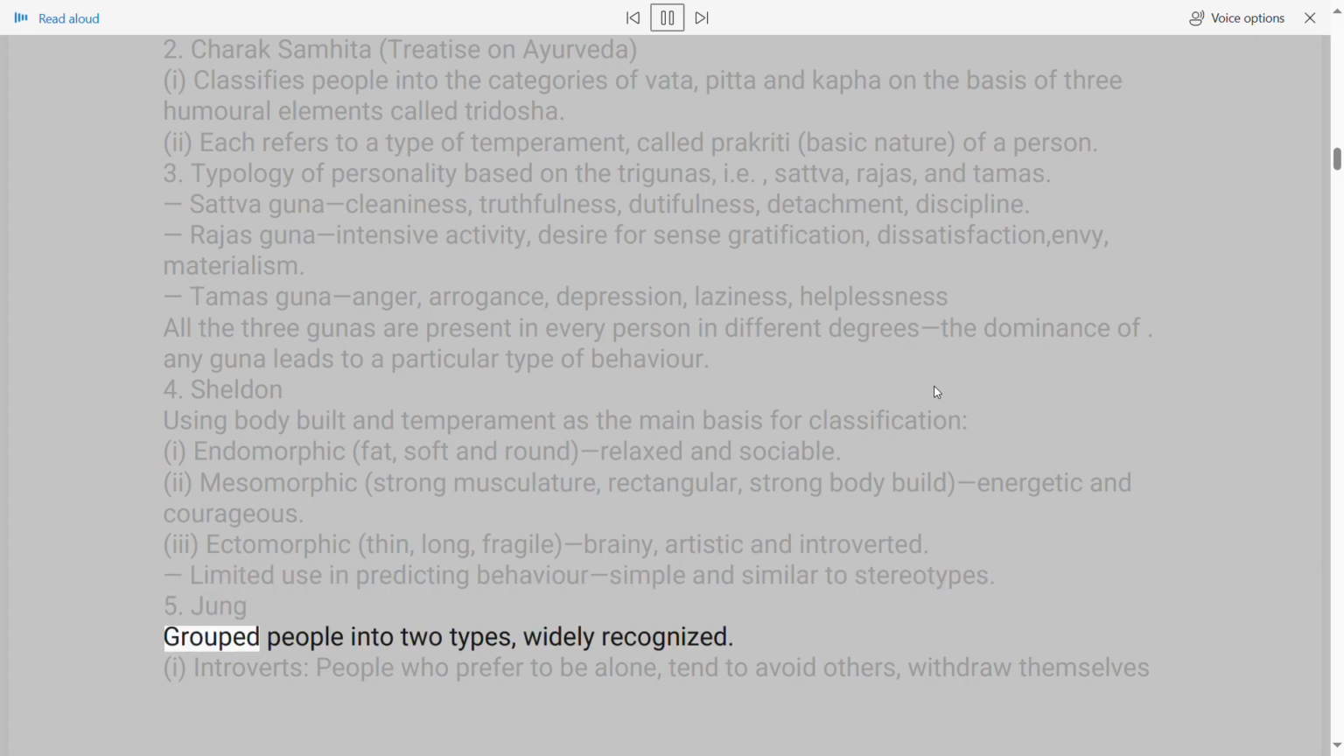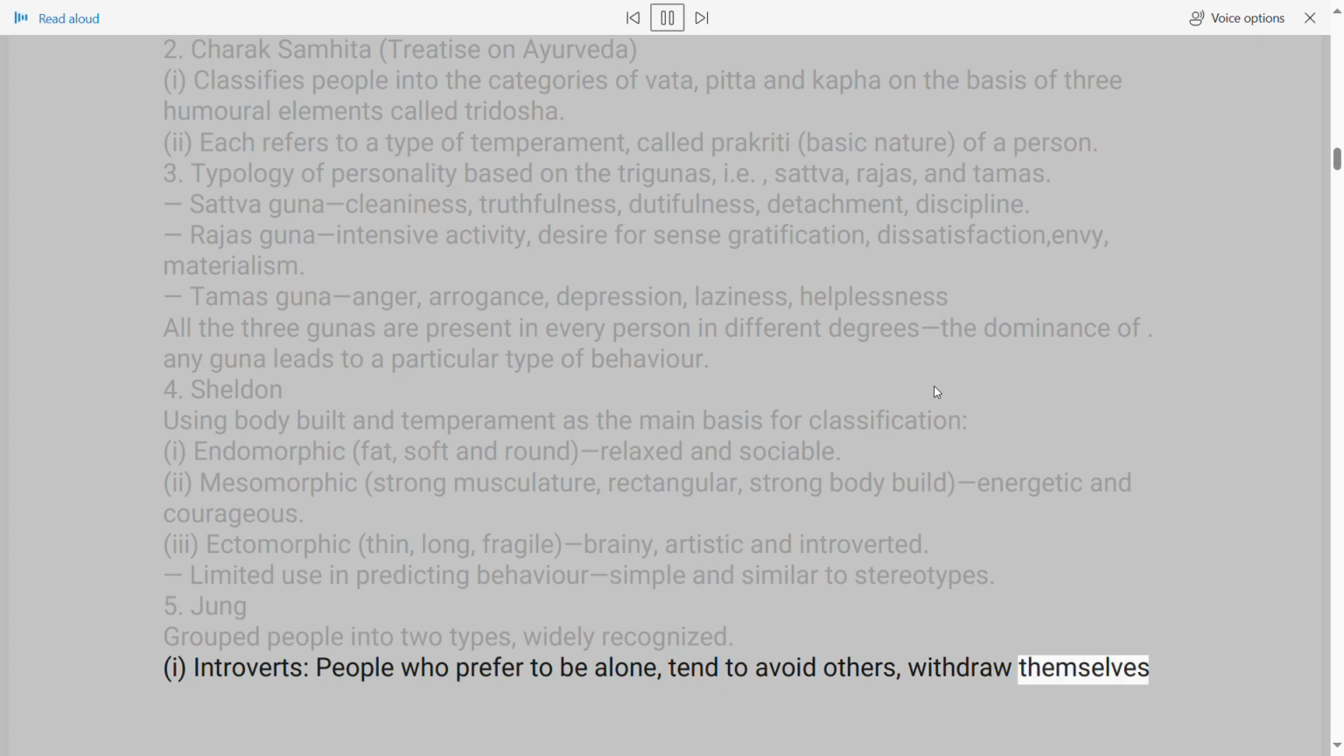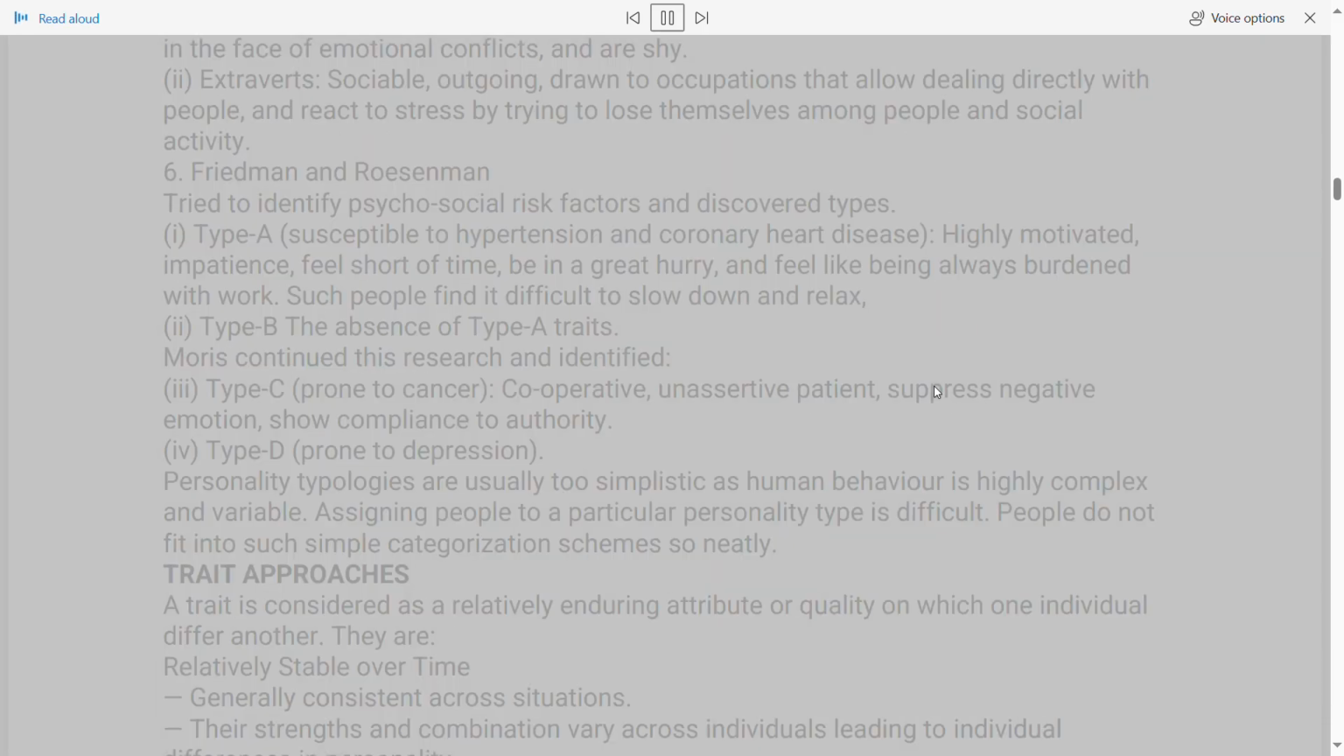5. Jung grouped people into two types, widely recognized. 1. Introverts: people who prefer to be alone, tend to avoid others, withdraw themselves in the face of emotional conflicts, and are shy. 2. Extroverts: sociable, outgoing, drawn to occupations that allow dealing directly with people, and react to stress by trying to lose themselves among people and social activity.